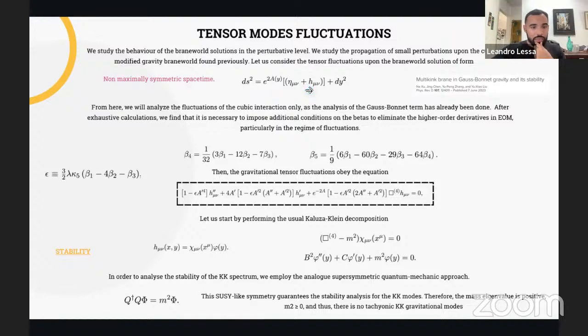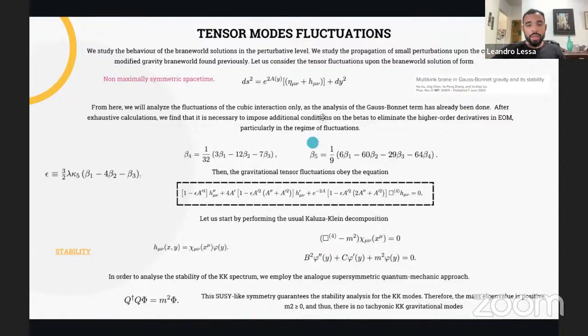So from here, you analyze the fluctuation on a cubic interaction only, because the Gauss-Bonnet term has already been done in a paper recently published. So what you do here is just analyze the contribution of the cubic interaction. After many exhaustive calculations, where you again use mathematical software, we thought it's necessary to impose an additional condition on beta, the parameter of the cubic interaction, to eliminate the high order derivatives in the equation of motion. The equation of motion, of course, now for the gravitational fluctuation.